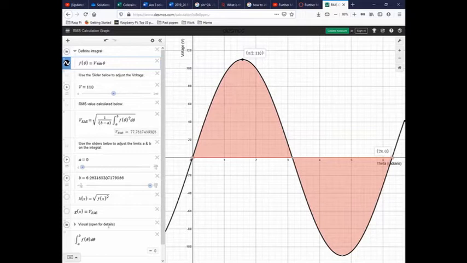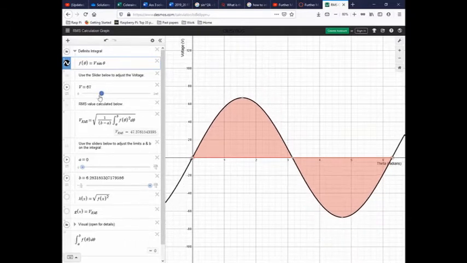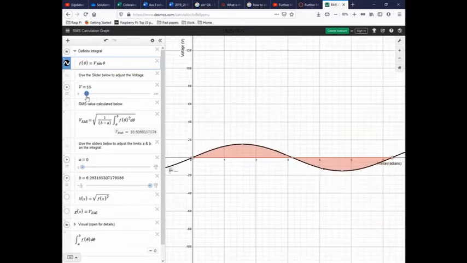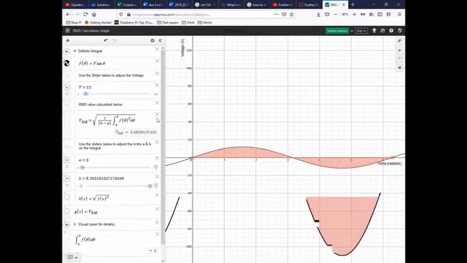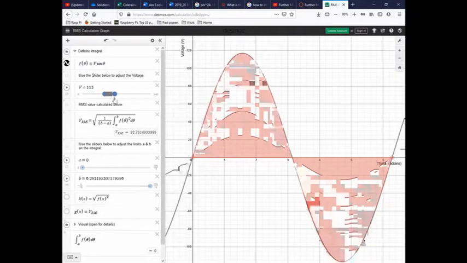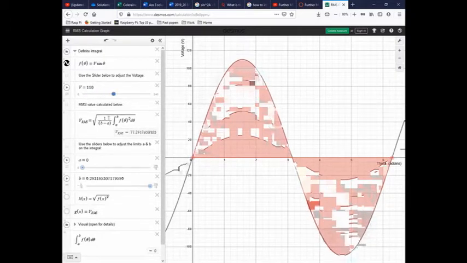So this is our function here, V sine theta, and the Desmos chart has got a slider on it so you can change the voltage. If I drag that down to say 12 volts, then it changes the shape of the wave. So I'm going to go for 110. You've also got the current, or the voltage, going negative at some points.